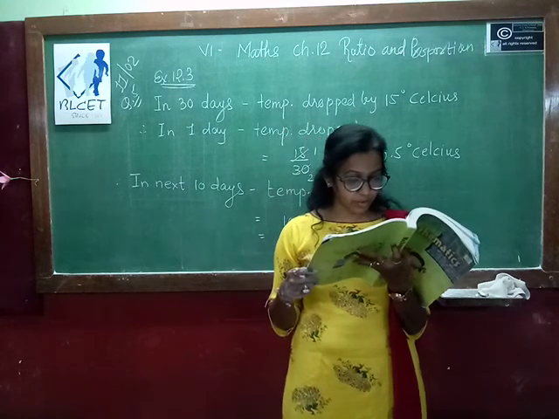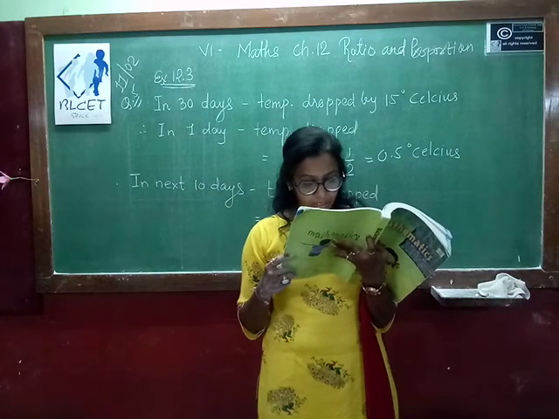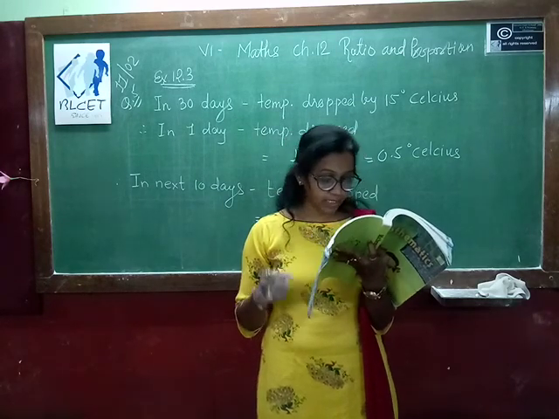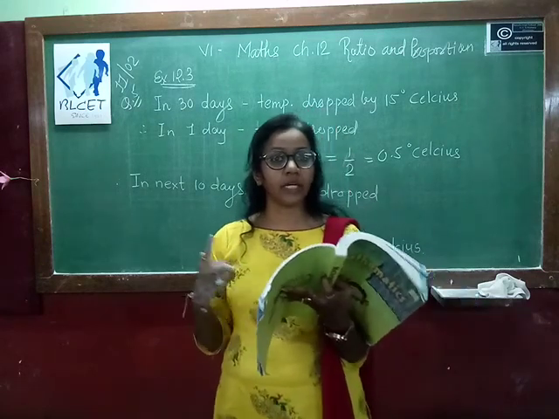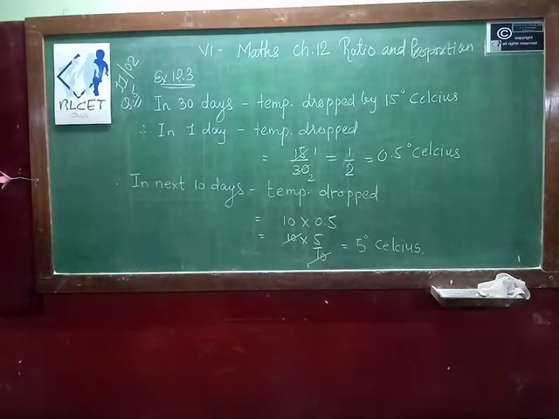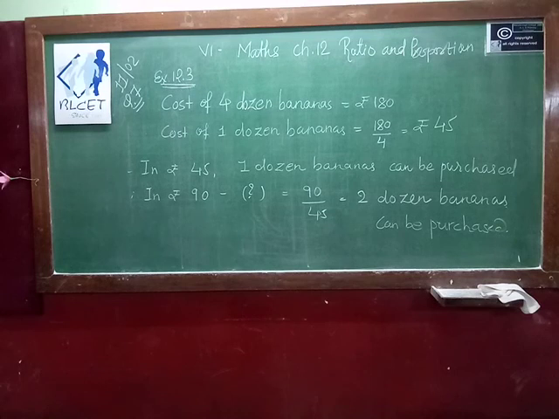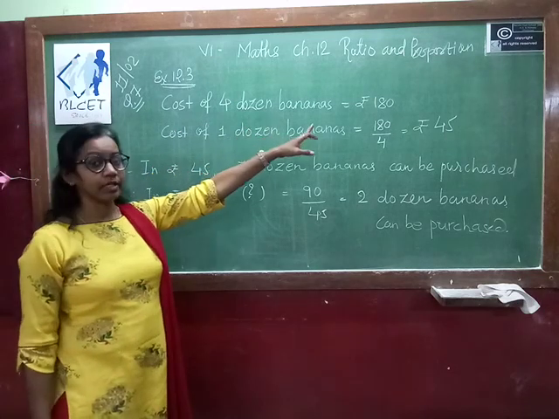Next 7th question. Cost of 4 dozen banana is rupees 180. How many bananas can be purchased for rupees 90? So here we know that for 1 dozen the quantity is 12. Let's see how to solve this question. So what is given? Question number 7. Cost of 4 dozen banana, that is given rupees 180.